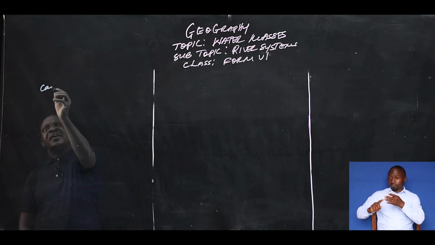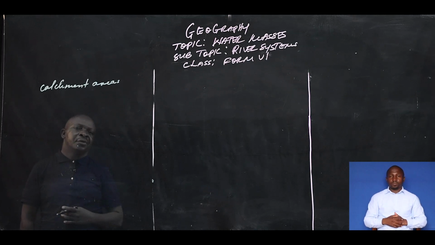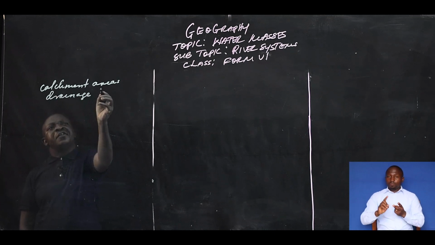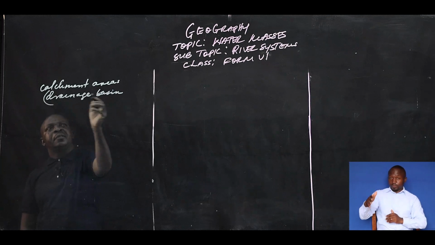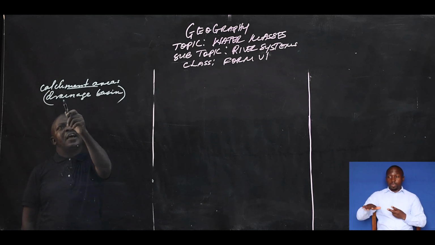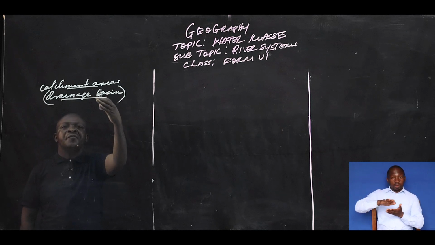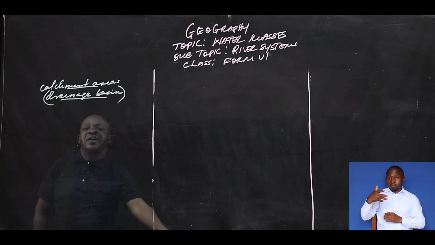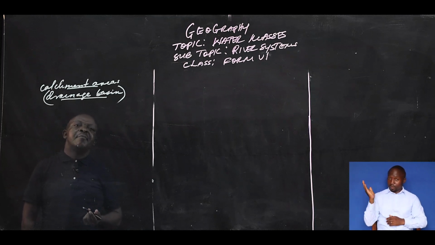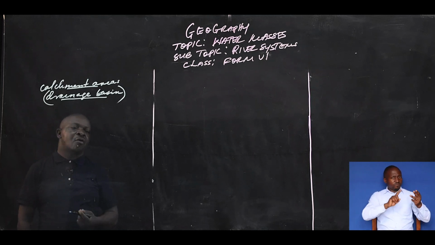In catchment areas, the same to say, in areas of drainage basin. As a matter of reminding ourselves, when we talk of catchment area, drainage basin, we mean the same area through which a river and the associated tributaries pass. Now, in the catchment areas, a number of projects or activities are conducted.